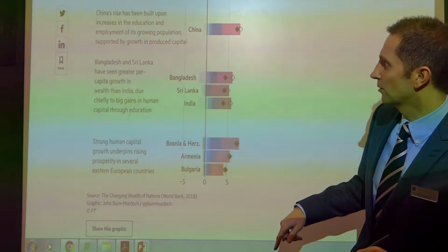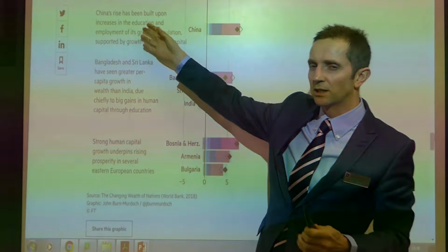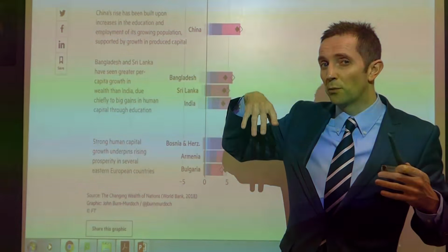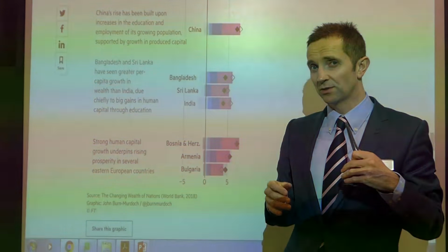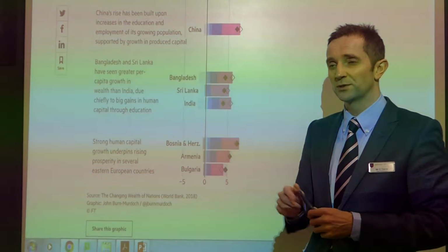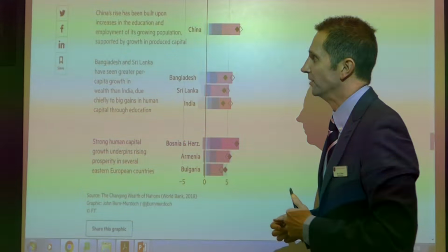Some nice data here with regard to China. Talking about the increases in education, employment of its growing population, and as a consequence, obviously, educated workforce in employment coming out of absolute poverty helps to explain that very dramatic decline.